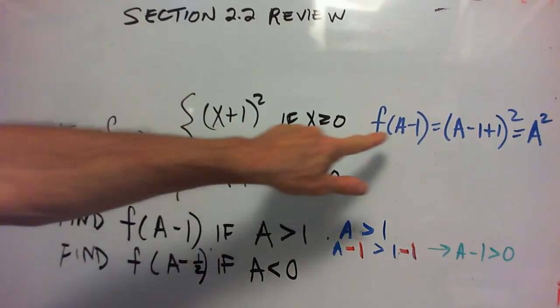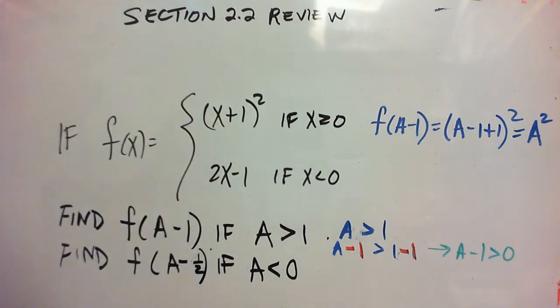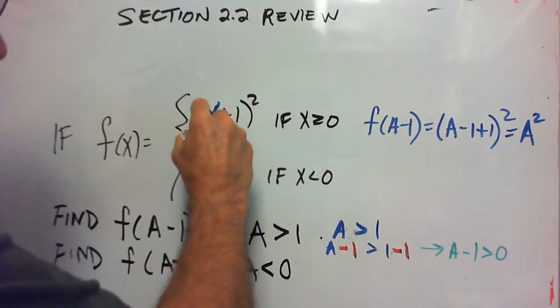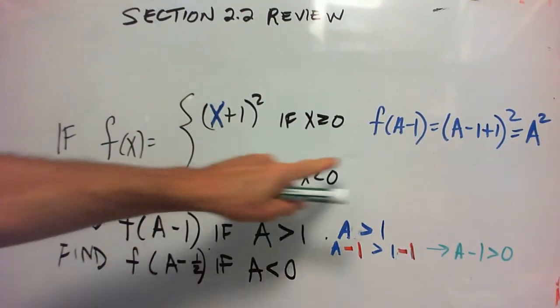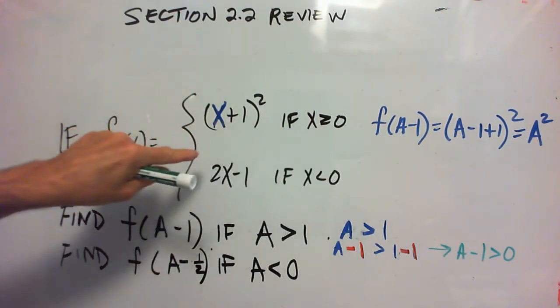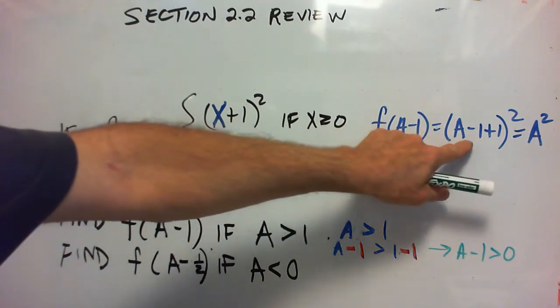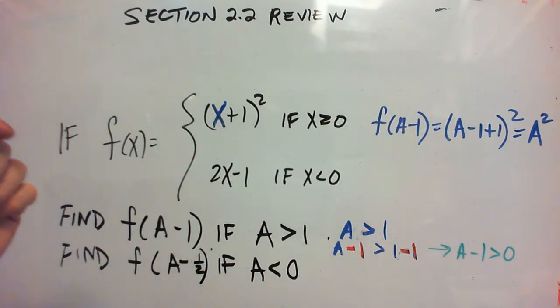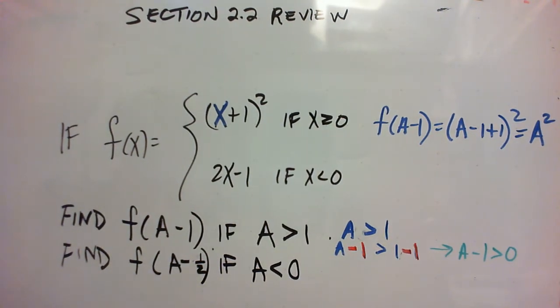So when we plug a minus 1 in for the x of the top formula, we get a minus 1 plus 1, because the formula is to add 1 to the input value and square. Well, a minus 1 plus 1 is just a, and then we square it, and our answer is a squared. Now we move to the second problem.